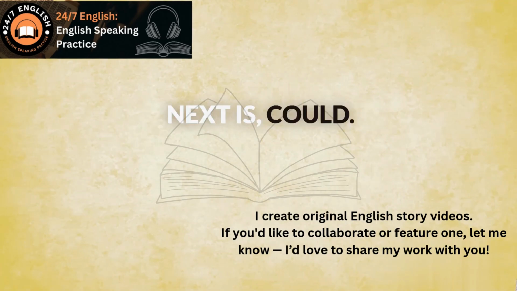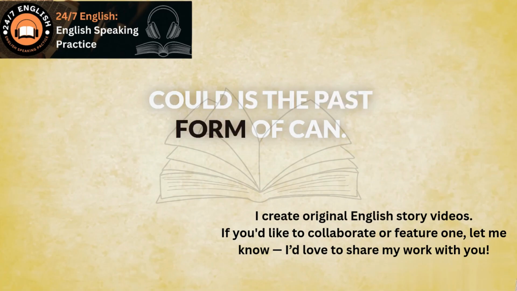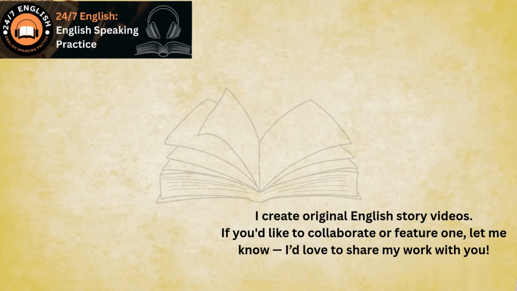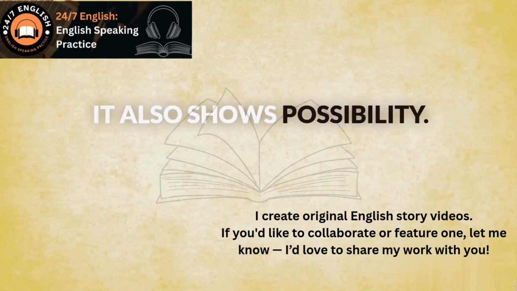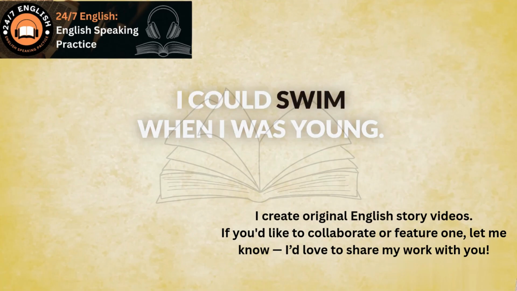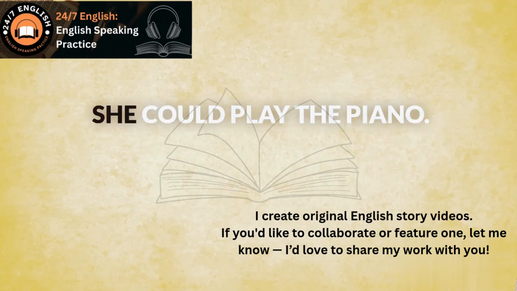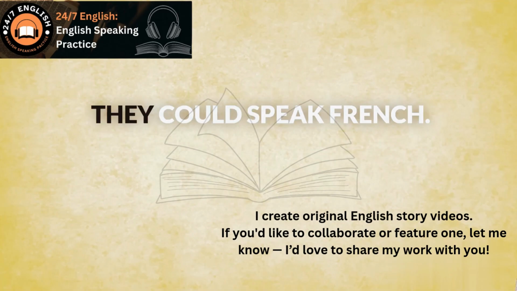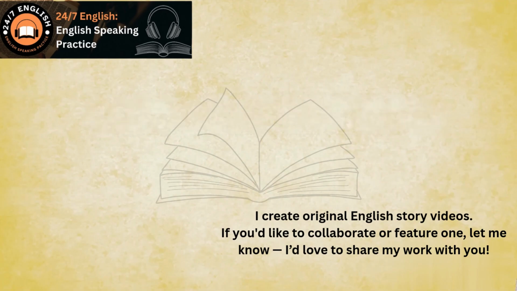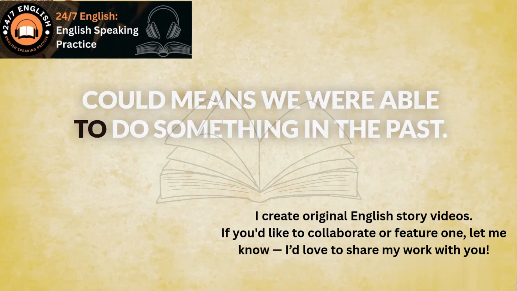Next is could. Could is the past form of can. It also shows possibility. I could swim when I was young. She could play the piano. They could speak French. Could means we were able to do something in the past.